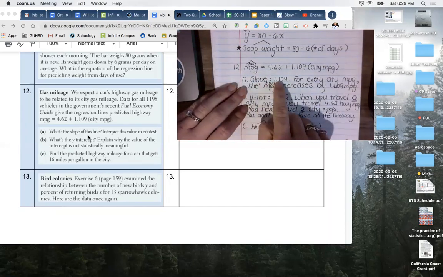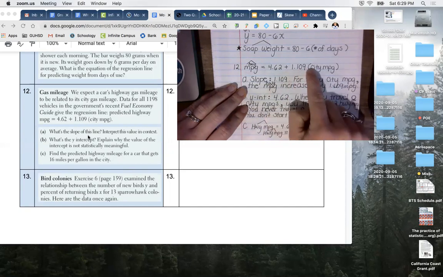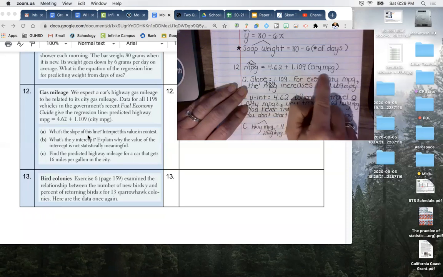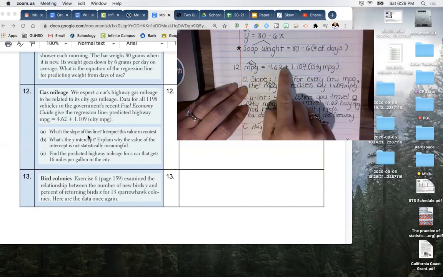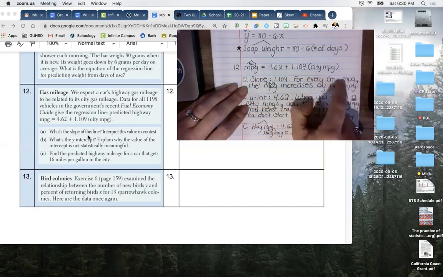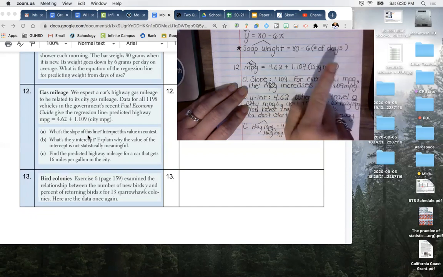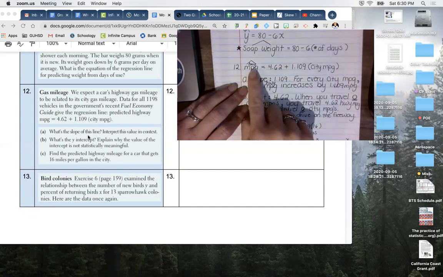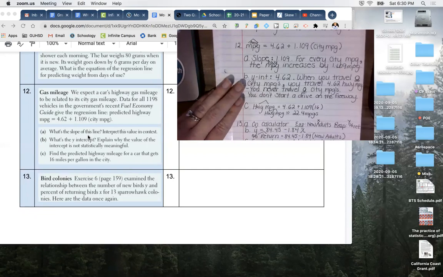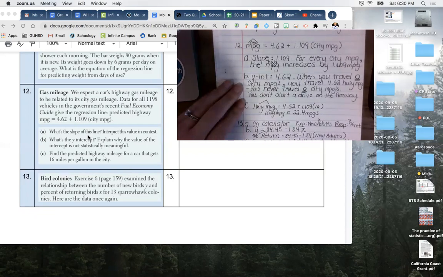The slope is 1.109. It's always the number that's in front of your variable. And what that means, we always say, for every 1 unit of x, my y either goes up or down by that unit. So in this one, for every city mile per gallon, the highway miles per gallon increased by 1.109.